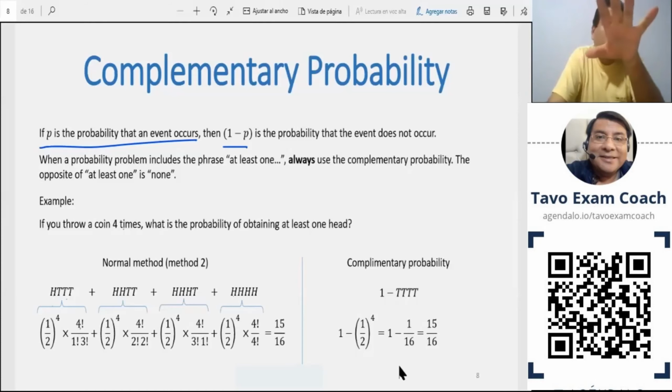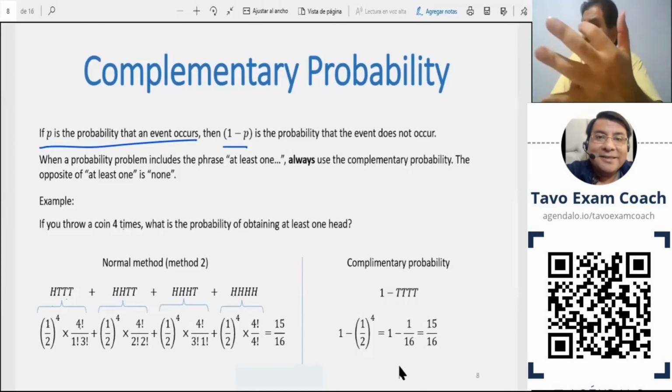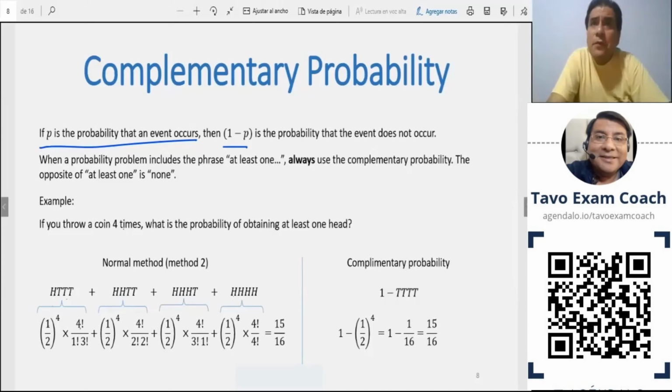There's a special kind of probability problem in the GMAT that includes the phrase "at least one." At least one means 1, 2, 3, or more. And if there are many possibilities, you would have to calculate the probability for each of the cases. Let's see an example here. If you throw a coin 4 times, what's the probability of obtaining at least one head?